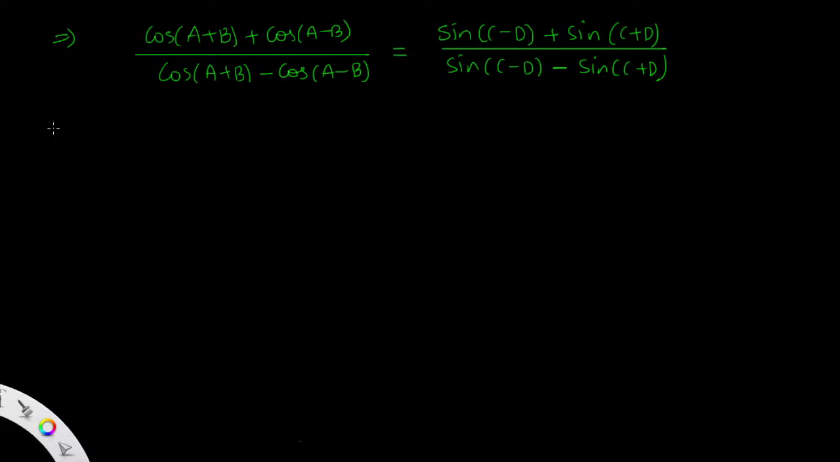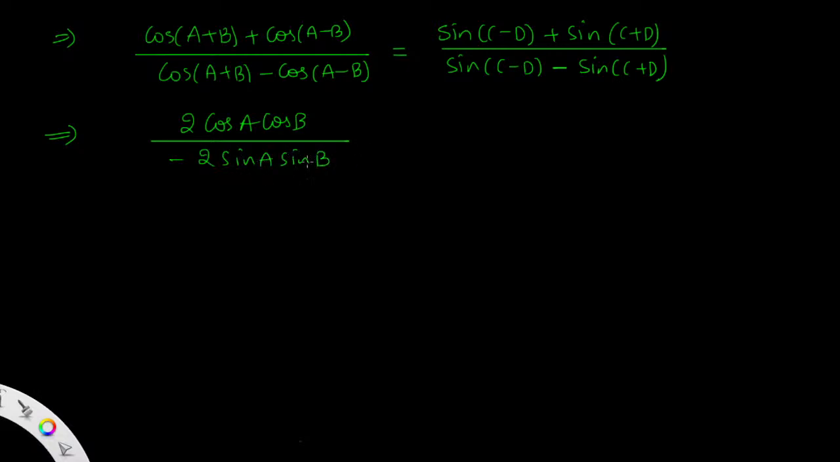Okay, now observe, this is in the form of a formula. So cos(A plus B) plus cos(A minus B) is 2 cos A cos B, the formula we wrote just now at the start. And cos(A plus B) minus cos(A minus B) is equal to minus 2 sin A sin B.